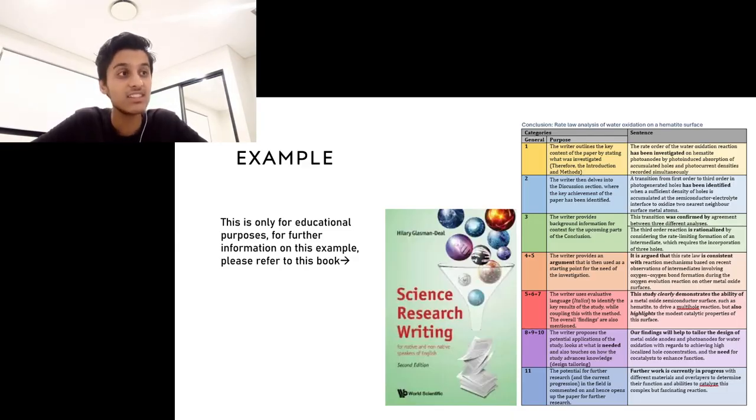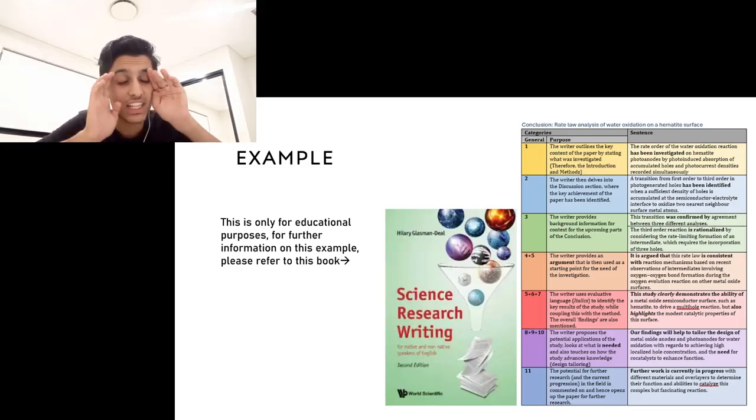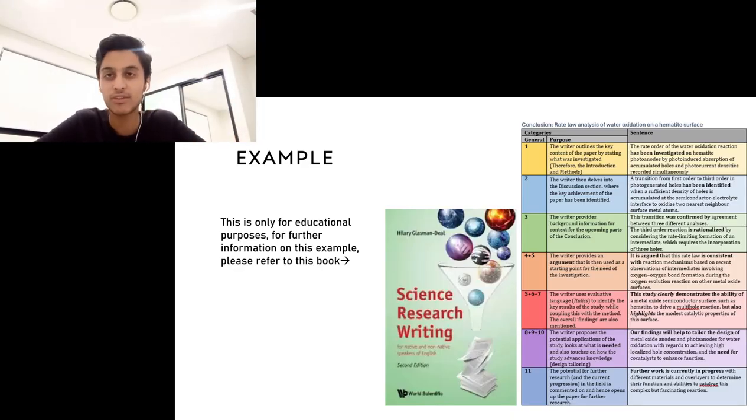evaluative language. They've said this study clearly demonstrates the ability of a metal oxide semiconductor surface such as hematite to drive multi-hole reaction, but also highlights the modest catalytic properties of the surface. So now they're subconsciously making a dent in the reader's brain, like, look, I want you to look at this piece of information. Don't just look at the graphs, but look at this specific part of the graphs. And so this is what they've done here.